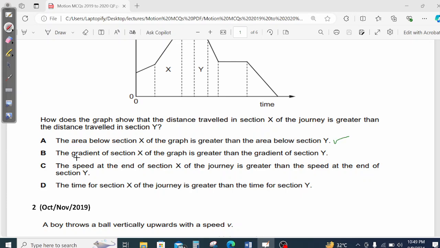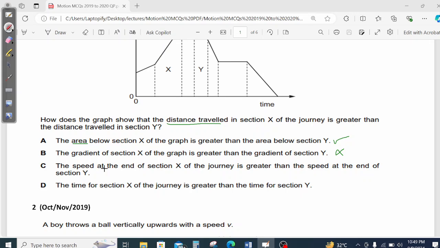If you look at this one, the gradient of section X of the graph is greater than the gradient. No, remember, the gradient of a speed time graph gives us the acceleration, but in the question he asked about the distance traveled, so you have to focus only on area. Okay, so the second option is wrong.